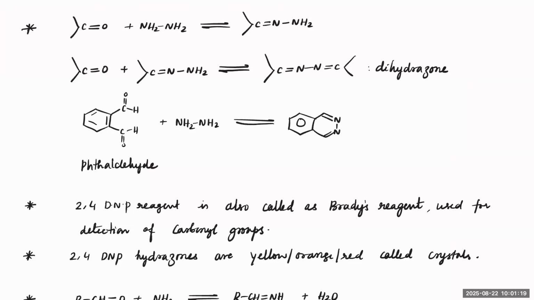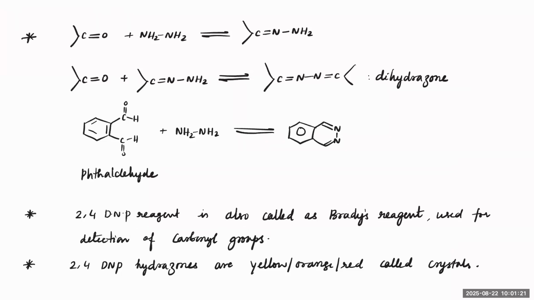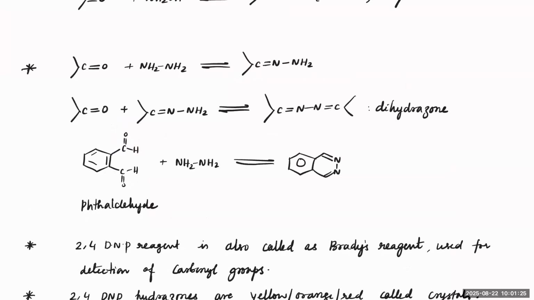Suppose you have two aldehydes back to back like this. If I took 2 moles of this aldehyde, the reaction can take place on this side also, and you will get this one. This is called dihydrazone.